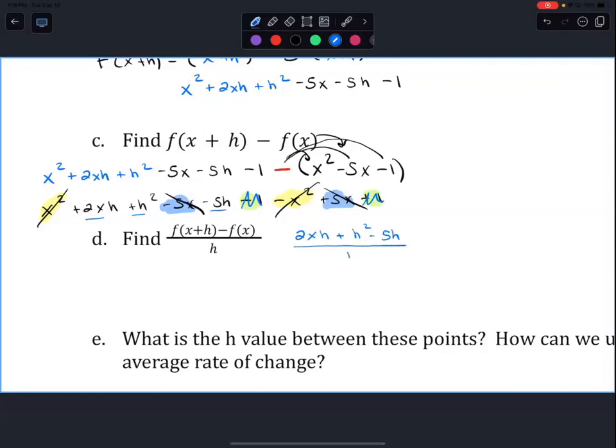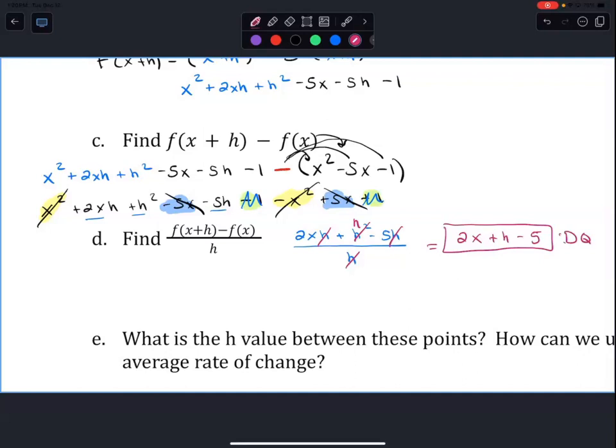And I'm going to divide this all by h. And this is step D, or part D. Notice every term in the numerator has an h. So I'm going to cancel out an h from everything, from the denominator and the numerator. So 1, see you later. This one has 2, so I'll be left with 1. And this one only has 1. So I'm left with 2x plus h minus 5. This is my difference quotient. Right? I'll put DQ here.